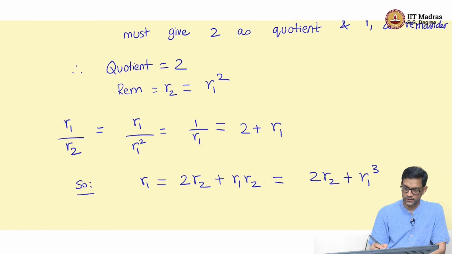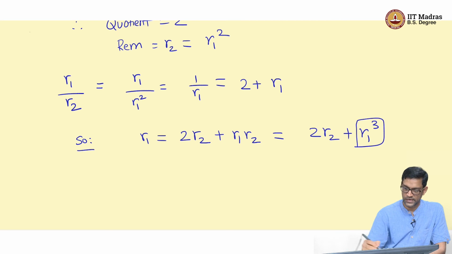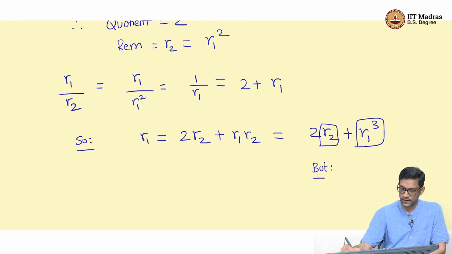Now observe again that this is exactly what you expect to get in the division algorithm. This is the remainder you expect to get. R1 cubed in this case is definitely smaller than whatever you divided by. I claim R1 cubed is smaller than R2. Why? Because what is R2? R2 is actually R1 squared, right.